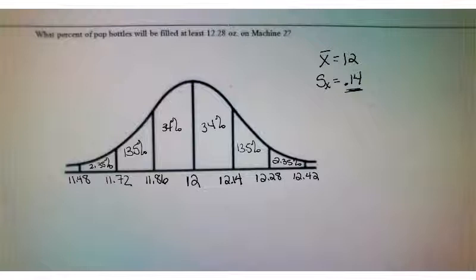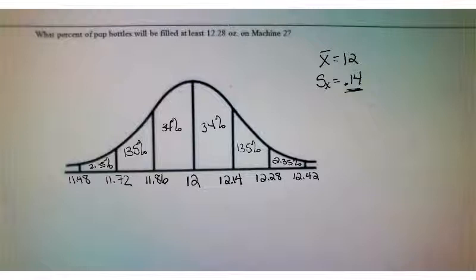Now to answer the question, what percent of pop bottles will be filled at least 12.28 ounces? 12.28 is the data value in question. Perhaps the company realized that though the bottles that are made to hold 12 ounces have some room at the top, anything beyond about 0.3 of an ounce is going to start to cause the bottles to overflow. And that's bad news for the company because they're going to have a mess they have to clean up and they're going to have product that has been wasted. So perhaps they're interested in what percent of pop bottles coming off of machine 2 are going to be overflowing.